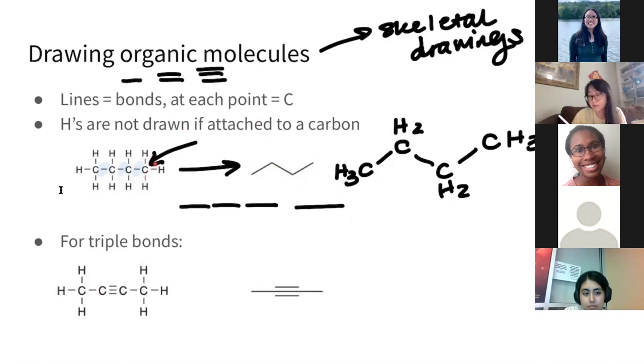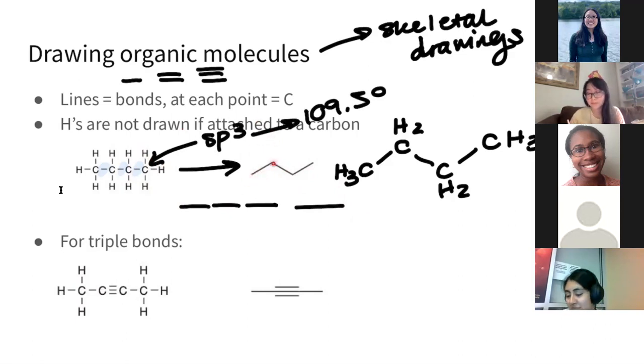So for any one of these carbons, it's going to have 1, 2, 3, 4 groups. That's going to be sp3. Remember, the angle for sp3 is more or less 109.5. And so these angles are more or less 109.5. You don't have to be super exact. They're not going to take out a protractor during an exam. But yeah, that's why you have these angles here.